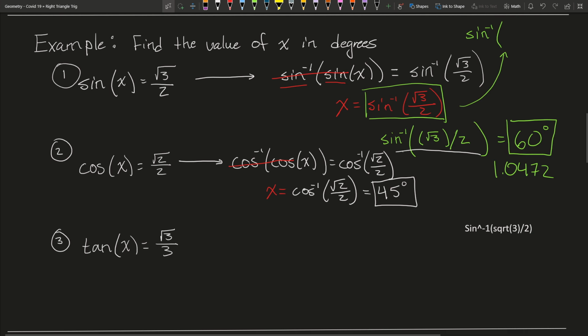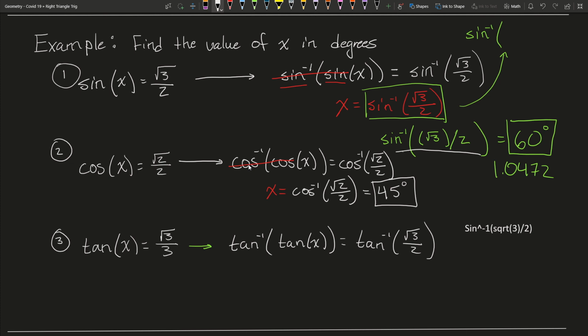All right, so on this third one, again, we want to undo tangent. So we have to take the inverse tangent of both sides. So you would recommend Desmos for this? If you don't have a graphing calculator, then yeah, use Desmos. Again, though, it's a lot easier if you have a graphing calculator.